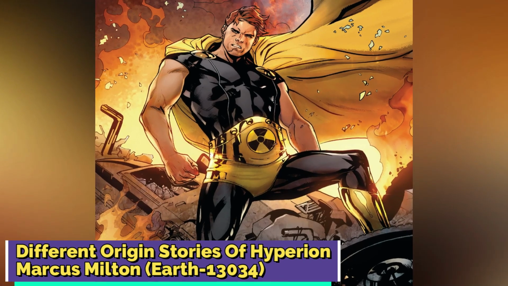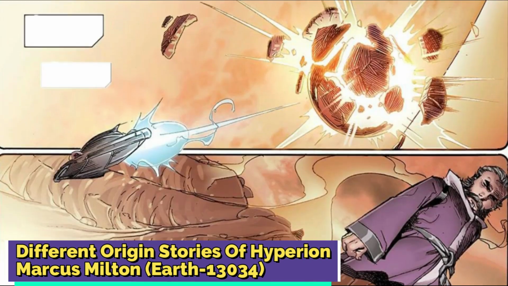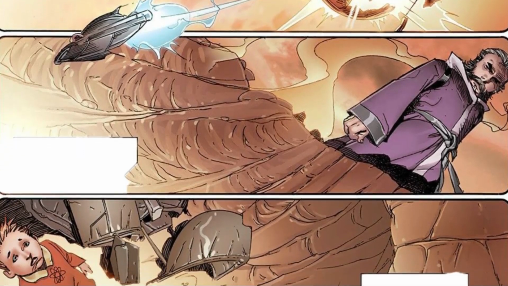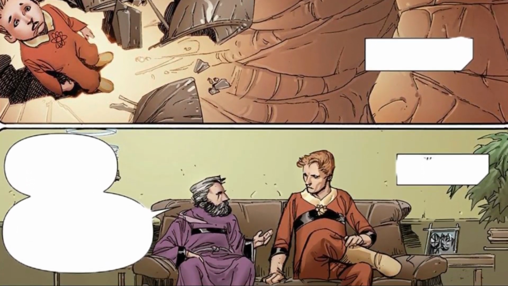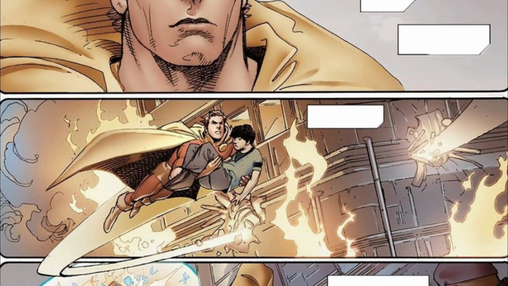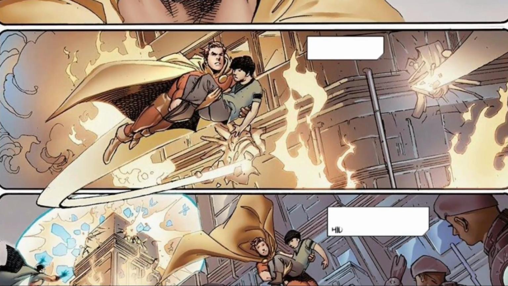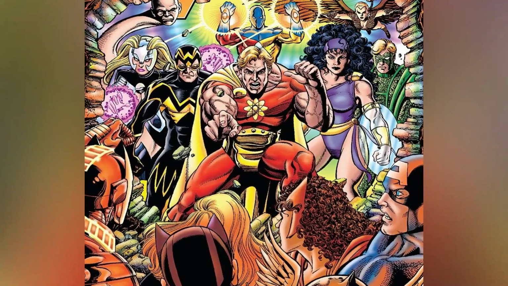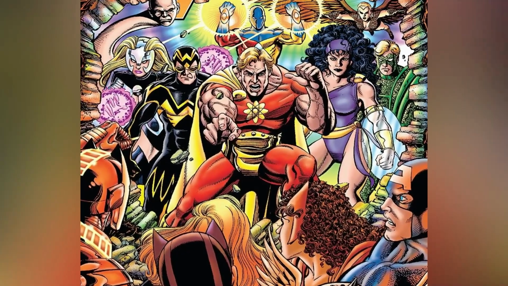Marcus Milton, Earth 13034. The last of the everlasting and cosmically empowered race known as Eternals, this version made his way to Earth as a baby. He was brought up by a human being called Father and under the civilian name of Marcus Milton. Having been educated on the prevailing standards of social behavior, Marcus grew up to become the superhero Hyperion, one who defended the world along with his superhero team known as the Squadron Supreme.